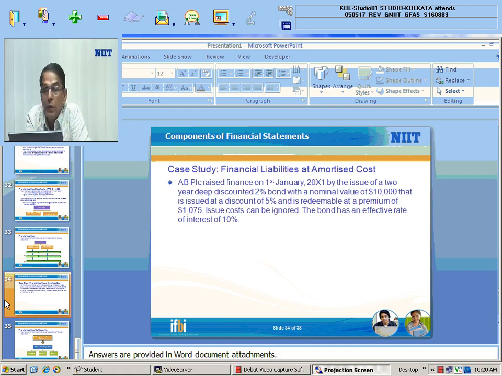Issue cost can be ignored, so we are not taking into account transaction cost in this transaction. The bond has an effective rate of interest of 10%. So the bond is basically a 2% bond. So interest payable on the bond is 2% of the principal amount. Nominal value is 10,000, so the interest payable is 2% of 10,000.